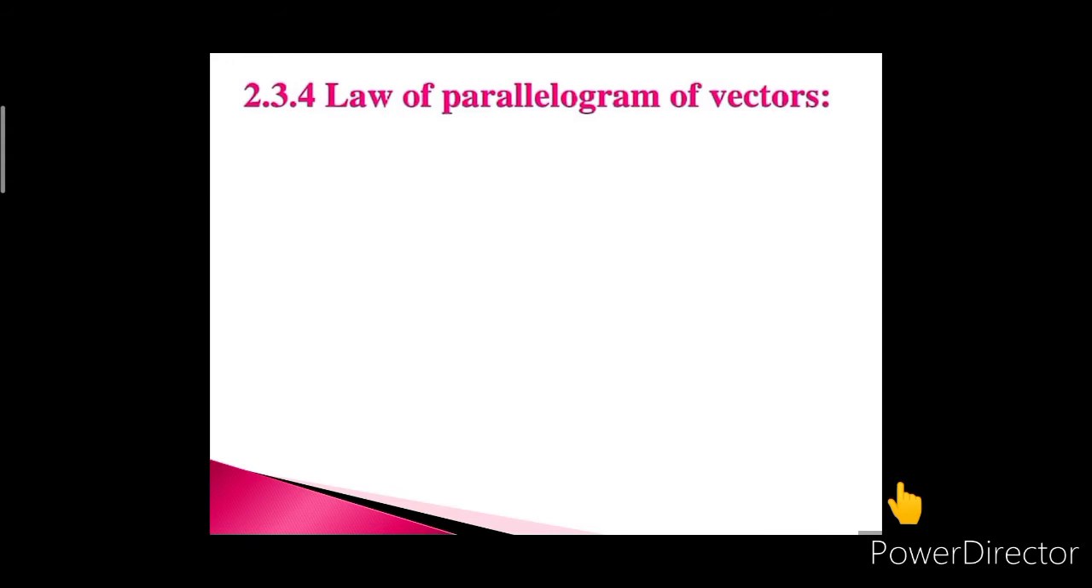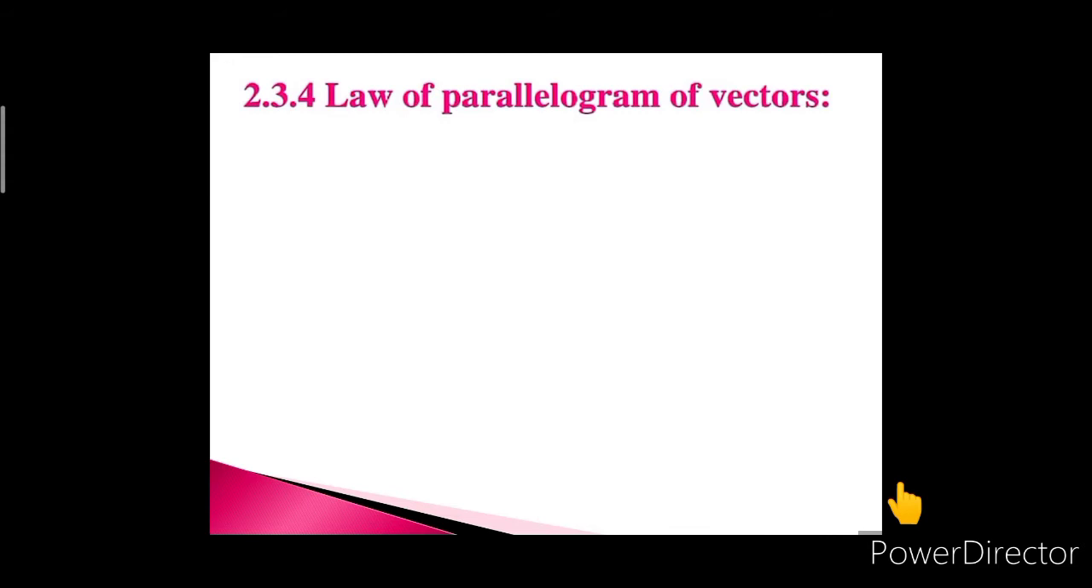As in the last lecture, we saw the first point, multiplication of a vector by a scalar. Second, we discussed addition and subtraction of vectors, and also we saw the triangle law of vector addition, which are the points of the topic vector operations. The last point of the vector operations is the law of parallelogram of vectors.